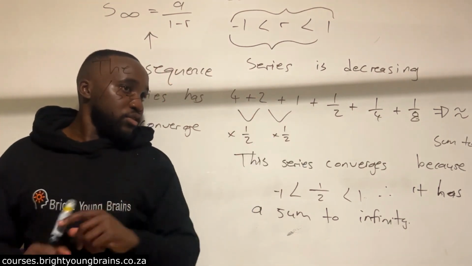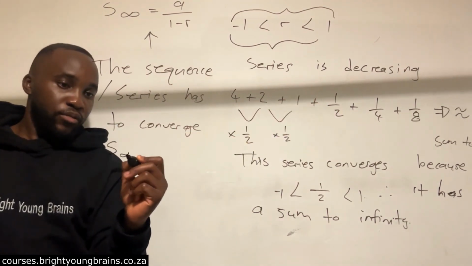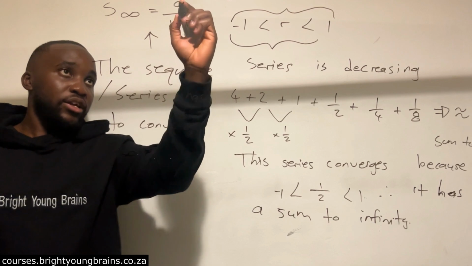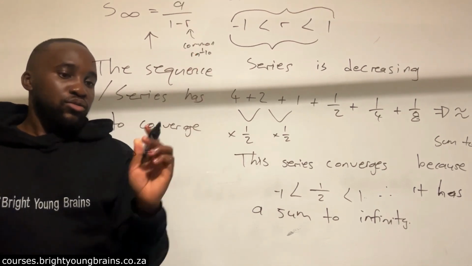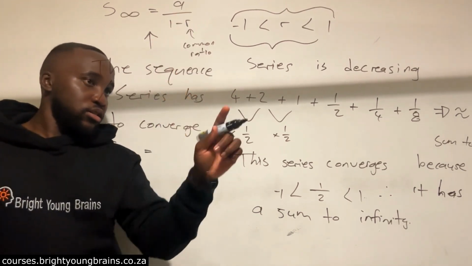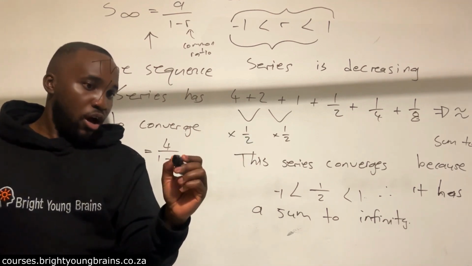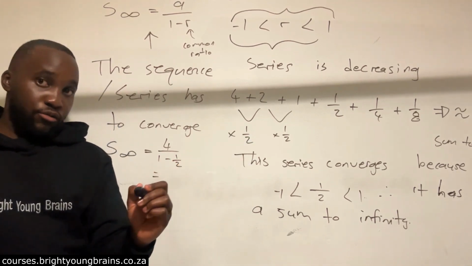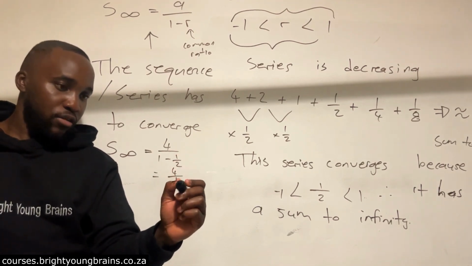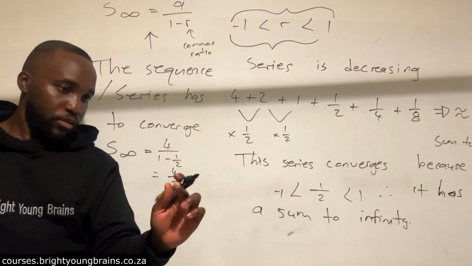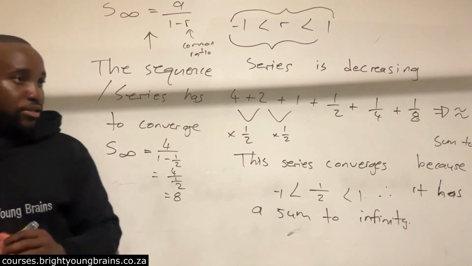So the sum to infinity of this series, if you were to work it out with a formula, you would say A, right? A is the first term, r is your common ratio. So you would have A is 4, and then your value of r is a half. Now if you look at it nicely, 4 at the top, 1 minus a half at the bottom is a half. 4 divided by a half is 8. That's your sum to infinity.